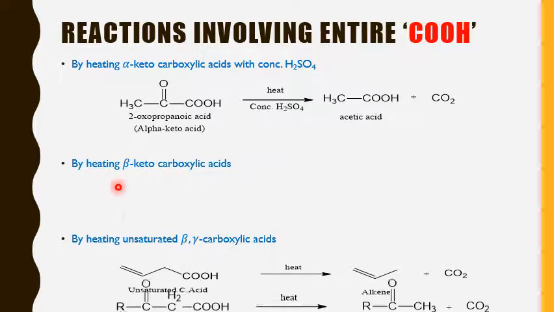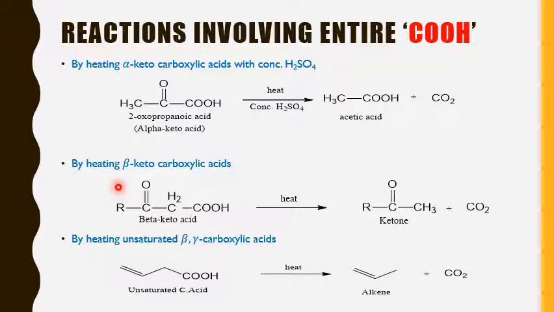And next, using beta keto carboxylic acids, the heating of beta keto carboxylic acids will give you the formation of ketones. Alpha keto will give you the lower carboxylic acid, beta keto will give you ketones. So if you heat beta keto carboxylic acid, carbon dioxide will be eliminated and you will get a ketone functional group.